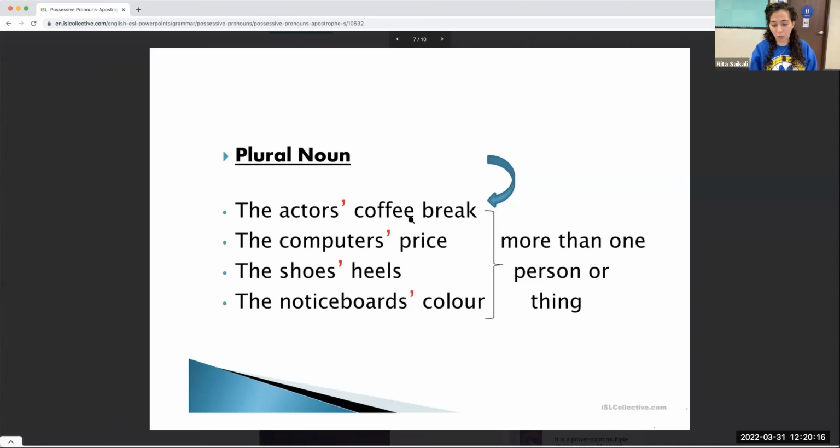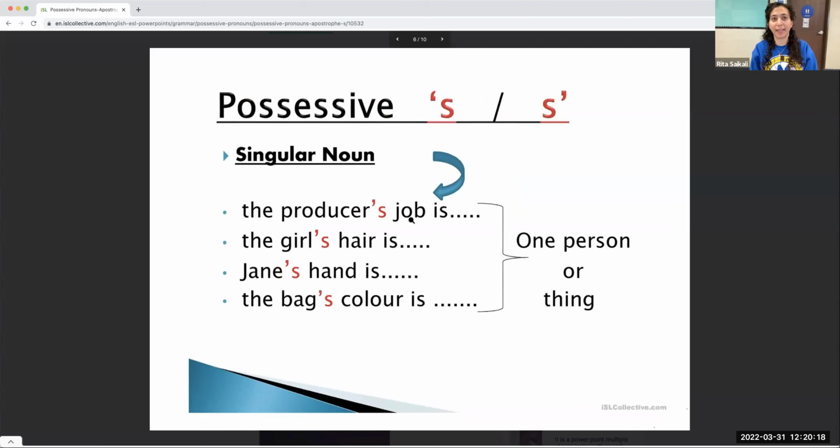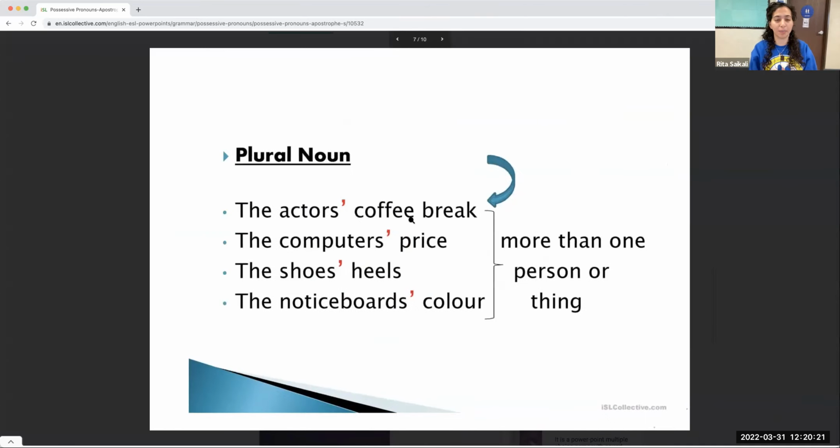Yeah? So if it's singular, you add an apostrophe and you add an S. If it's plural, you just add an apostrophe. Okay? So it's more than one person or thing. The actors' coffee break means that there's a lot of actors. The computers' price means that there's a lot of computers. The shoes' heels means that there's a lot of shoes. The notice boards' color means that there's a lot of notice boards. Yeah? Questions? Questions online? No?